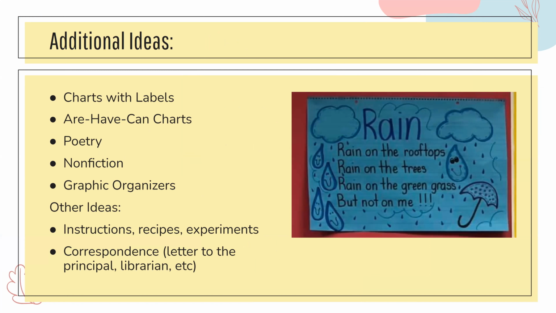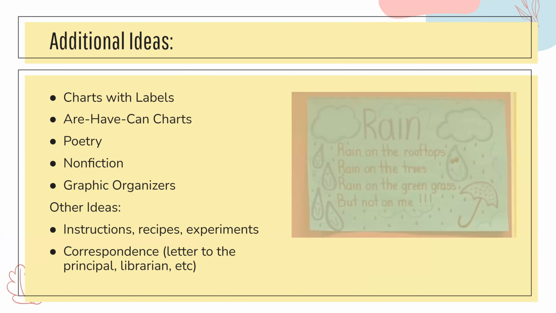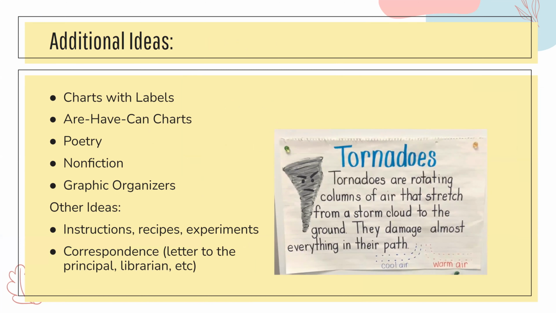If you don't have age-appropriate poetry, write some on a piece of chart paper. If you don't have age-appropriate nonfiction text, write a few facts on a piece of chart paper and display that for the children and read it to them, or get them to help you write facts that they've learned. There's all kinds of things that you can create if you don't have it there.